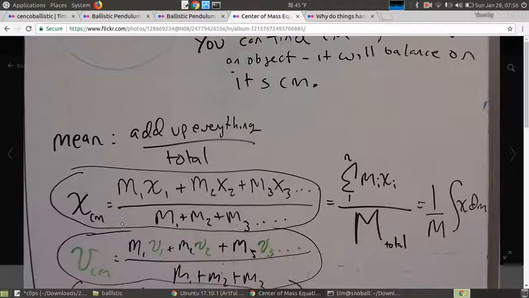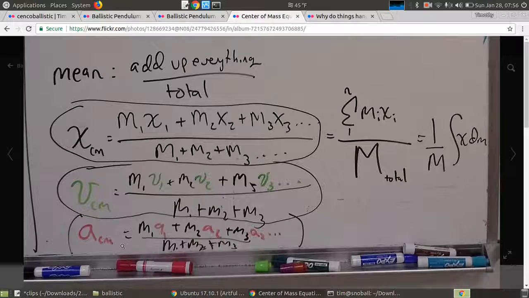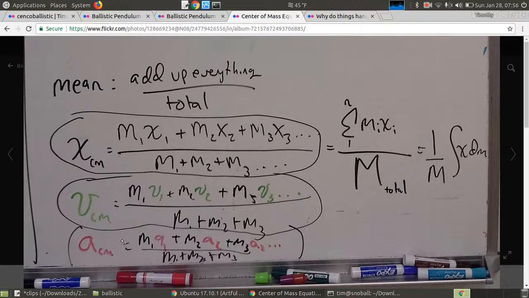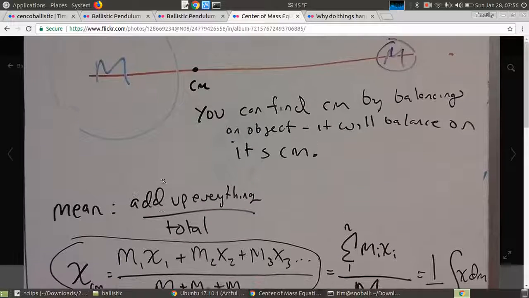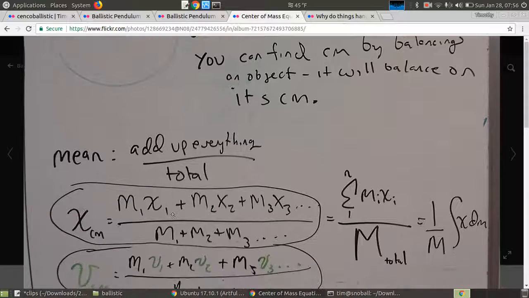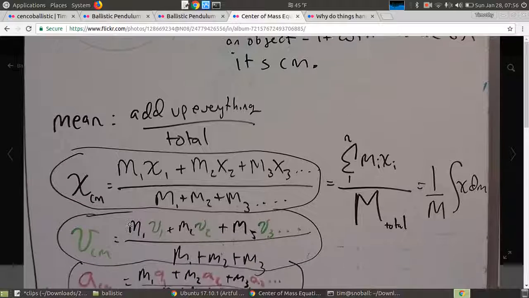The way you can find it using an equation is you actually can take the average of where masses are. So I've got this somewhat intimidating looking equation here, but it's pretty easy to remember because average is just add up everything and divide by the total. And that's kind of what we're doing.